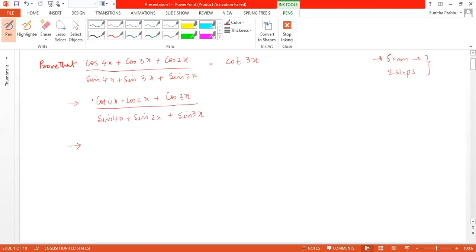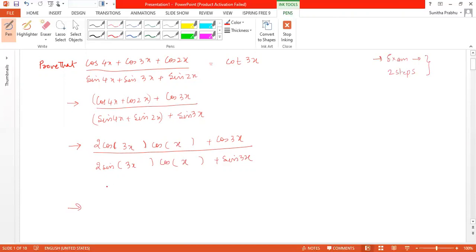Now tell me the mantra. Cos plus cos is 2 cos cos. So that's 4x plus 2x by 2. First, put the denominator also. Sin plus sin is 2 sin cos. Sure? Yes, sir. Now plug the values. It'll be 4x plus 2x by 2, so that's 3x and x. Then it'll be 3x and x again.